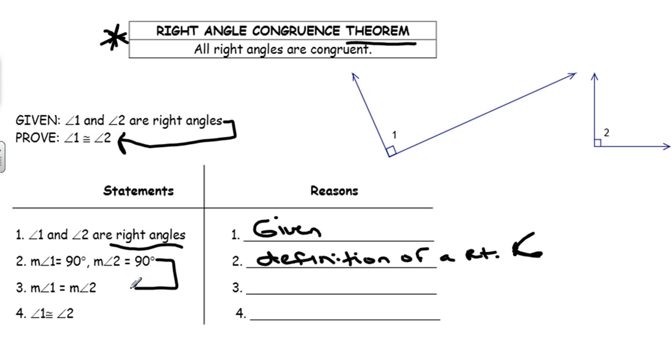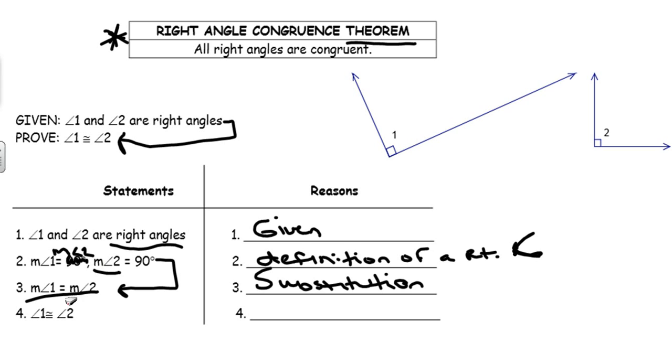All right. Now how do we go from this step to this step? Well, we said that angle 1 is equal to 90 and angle 2 is equal to 90. So because they both equal 90, then they both equal each other. So I'm replacing this 90 here with what it equals, which is the measure of angle 2. So I've just substituted in measure of angle 2 for that 90 degrees.